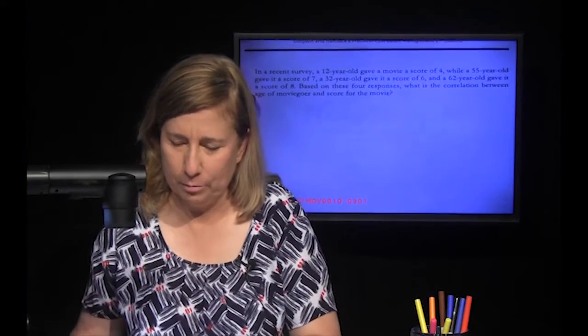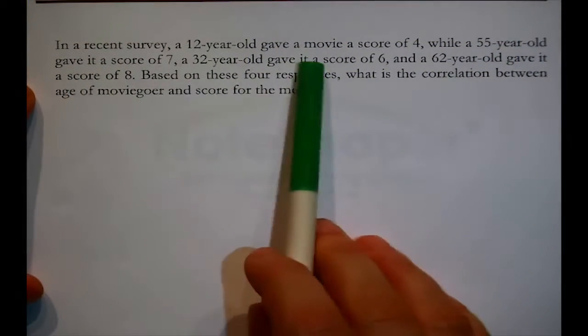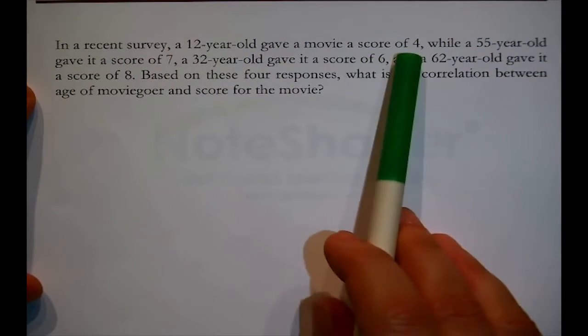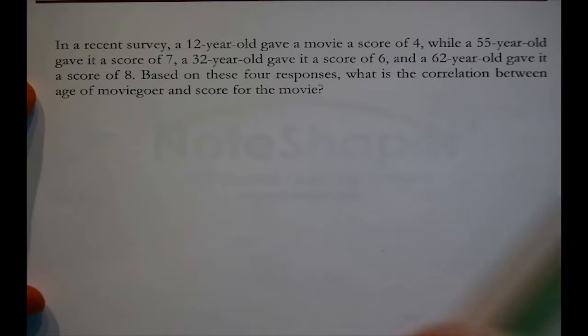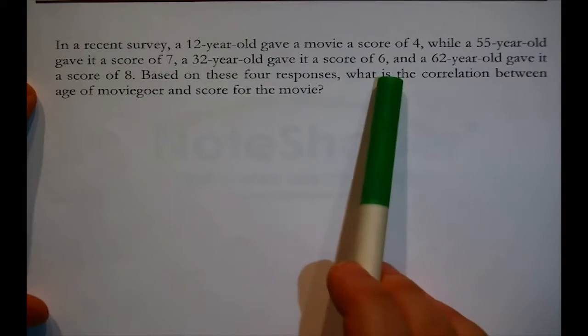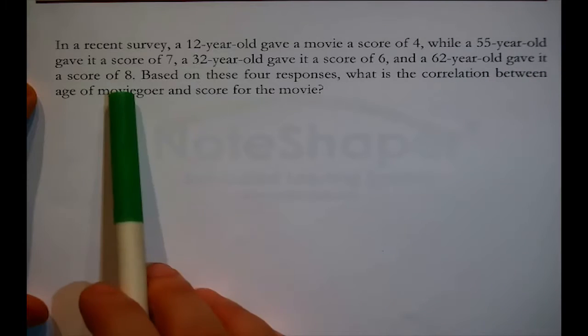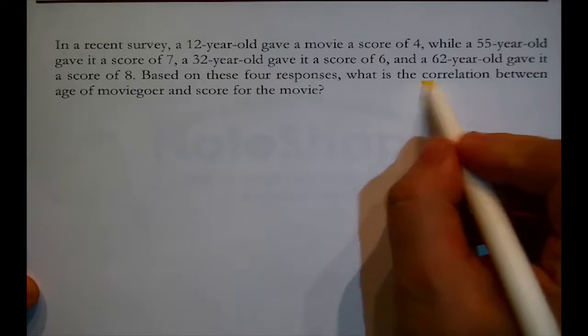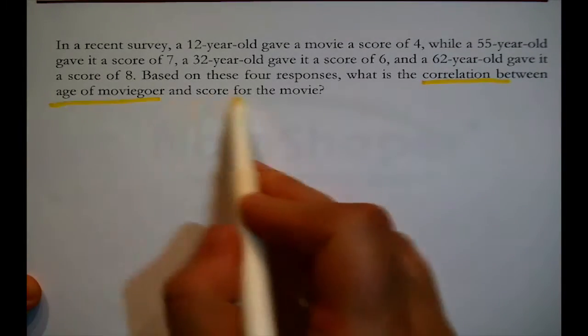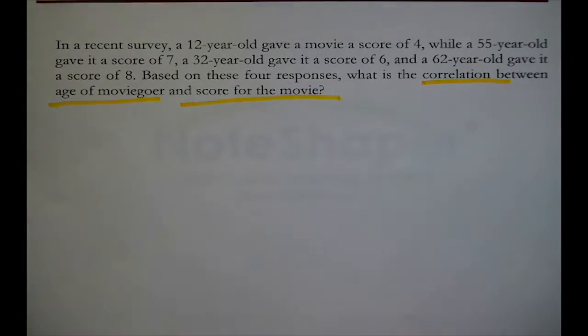Be aware, sometimes even really short problems are a lot of scratch work. This is a very good example of that. In a recent survey, a 12-year-old gave a movie a score of 4, while a 55-year-old gave it a score of 7, a 32-year-old gave it a score of 6, and a 62-year-old gave it a score of 8. Based on these 4 responses, what is the correlation between the age of the moviegoer and the score of the movie? Okay, so seems like a simple question.